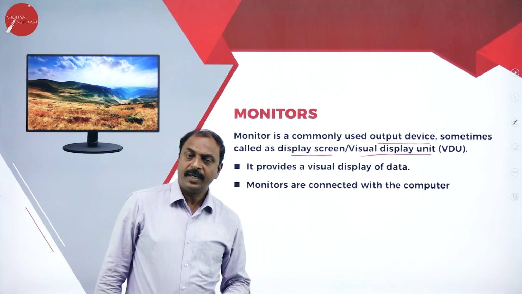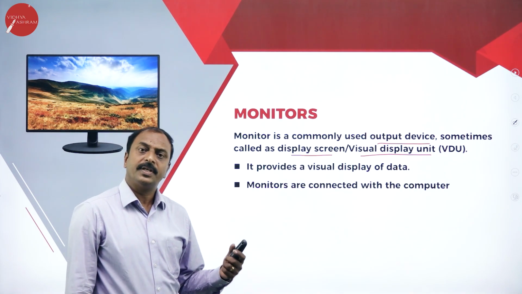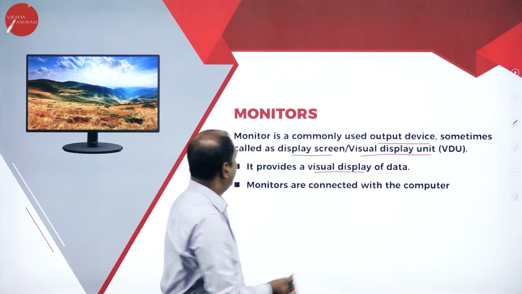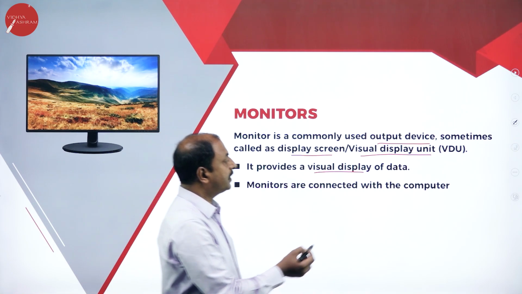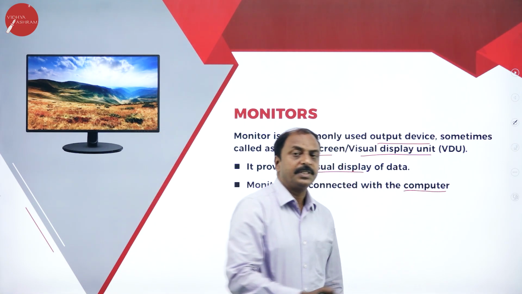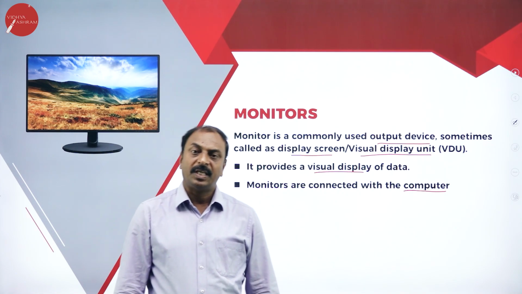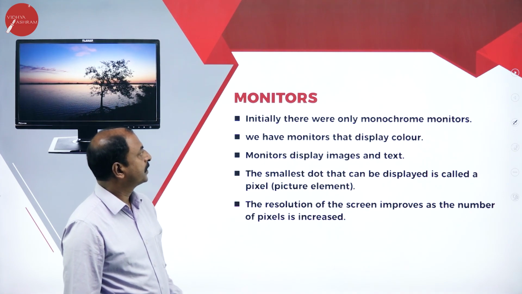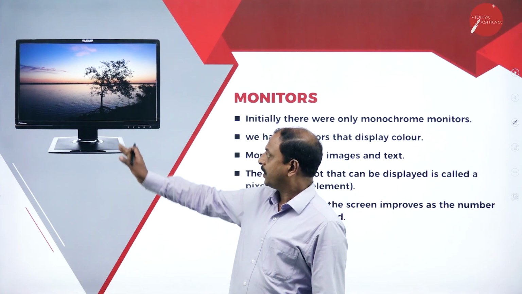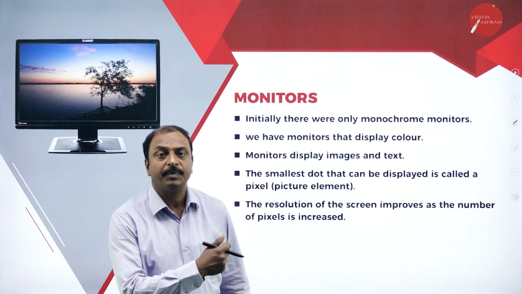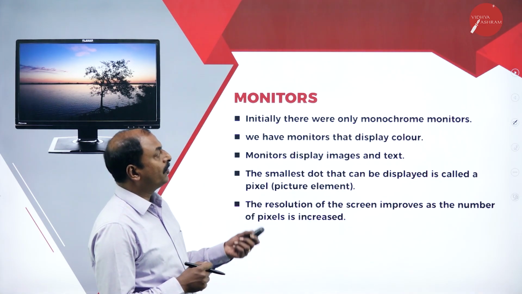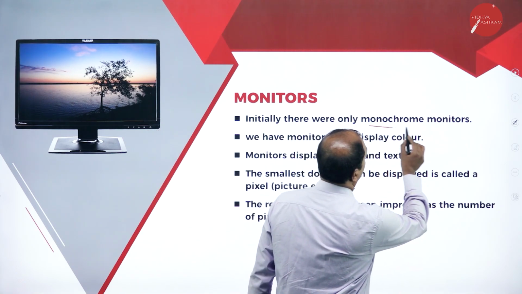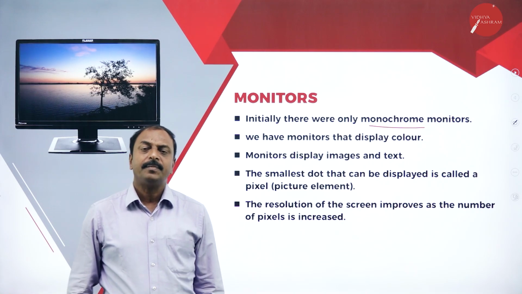It is going to display the result or information after data processing, and it provides a visual display of the data. And monitors are connected with the computer. Of course, this monitor has to be connected to the CPU of the computer system. So this is a monitor. Now we can see monitors of this shape. A few years back, these monitors used to come only with monochrome. Monochrome in the sense it is black and white.